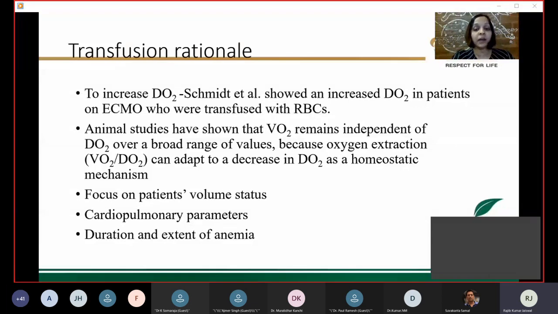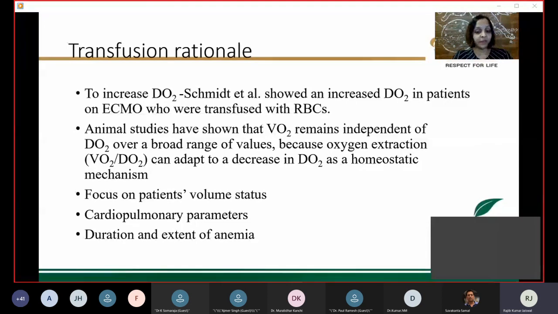Therefore, when cardiac output is reduced by acute bleeding or hypoxemia, the uptake can remain stable until the supply falls below a critical point. Hence, it might be reasonable to develop a parameter reflecting the uptake by supply for use as an ideal transfusion threshold. Hence, transfusions may be considered with focus on patients' volume status and cardiopulmonary parameters. Higher transfusion thresholds may be justified in patients with high pressor requirements. Duration of anemia again is an important factor for determination of transfusion threshold.